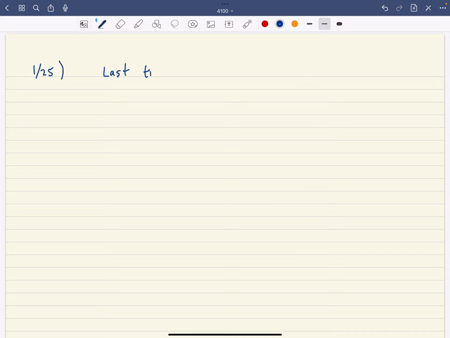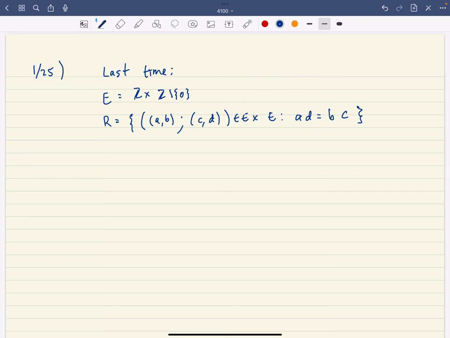Last time we saw that we could define the rationals as the set of equivalence classes over a set E, where E was the set of integers crossed with the set of non-zero integers. Then we defined a relation on E where two pairs of elements in E were related whenever A times D was equal to B times C. We saw that this was an equivalence relation.